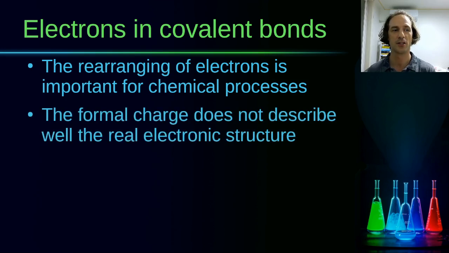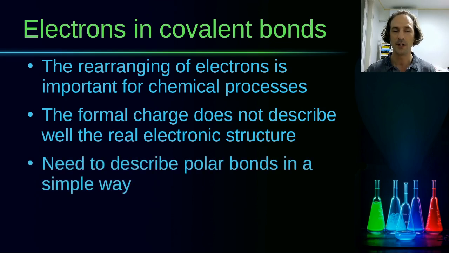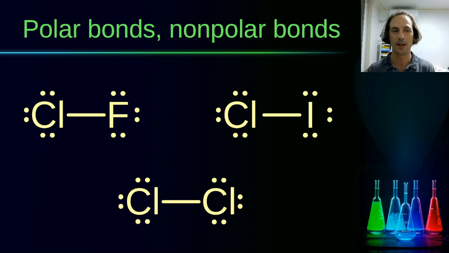And the formal charge does not describe really well what the electronic structure of molecules and polyatomic ions are. So we need to have a way to describe polar bonds in a simple way, which is not as complex as quantum mechanics, but also gives us an accurate enough description of what's going on. And for that, let's take a look at these three molecules.